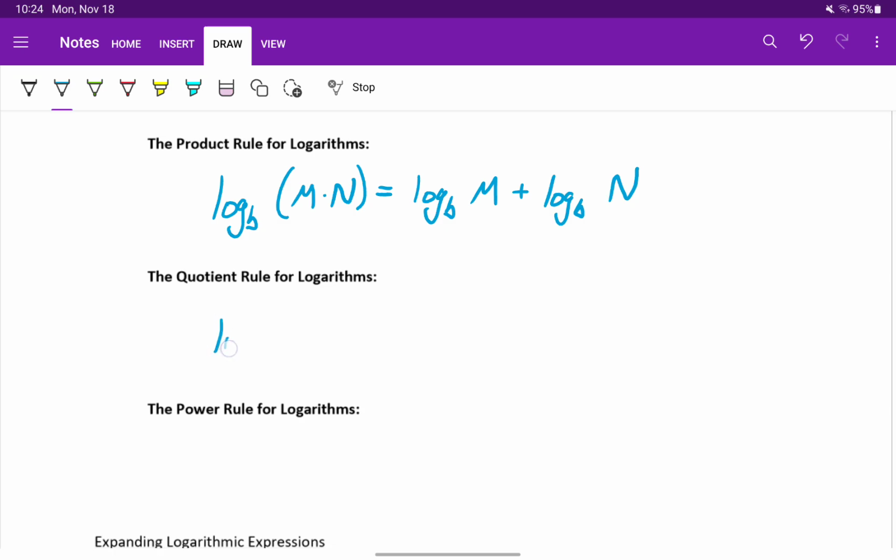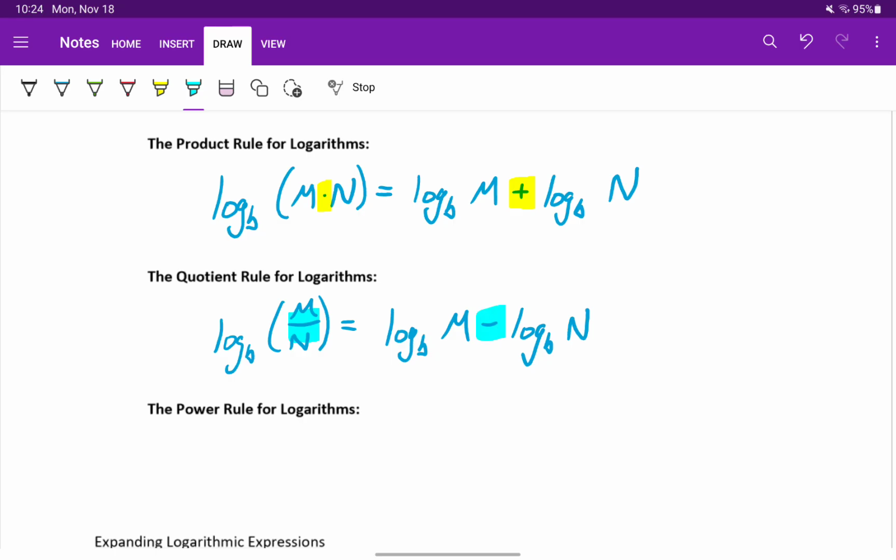The quotient rule for logarithms tells us that if we're taking the quotient of two expressions, or we're dividing two expressions, then we can again expand this out by taking the log base b of each of those individual expressions, but instead of adding them together, we'll subtract. It's important that we keep those two properties straight. Multiplication, when we expand that out, becomes addition, and division, when we expand this out, becomes subtraction.